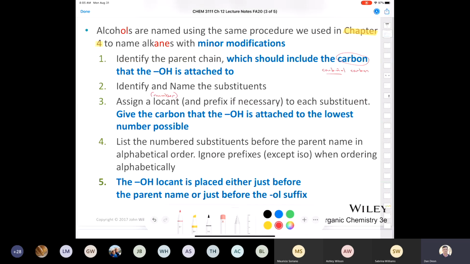Number 4, list the numbered substituents before the parent in alphabetical order. You ignore prefixes except iso, and I should also remind you that besides iso, you have to ignore cyclo and neo. We don't really see neo a whole lot in our class, but we do see cyclo from time to time. And then the hydroxyl locant is placed either just before the parent name or just before the "ol" suffix. An example would be 6-hexanol or hexan-6-ol, and that's something that we saw with alkenes as well.